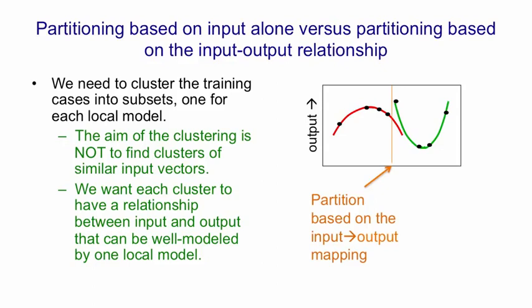If you partition the data based on the input-output mapping, that is, based on the idea that a parabola will fit the data nicely, then you partition the data where that brown line is. If, however, you partitioned the data by just clustering the inputs, you'd partition it where the blue line is, and then if you look to the left of that blue line, you'd be stuck with a subset of data that can't be modeled nicely by a simple model.